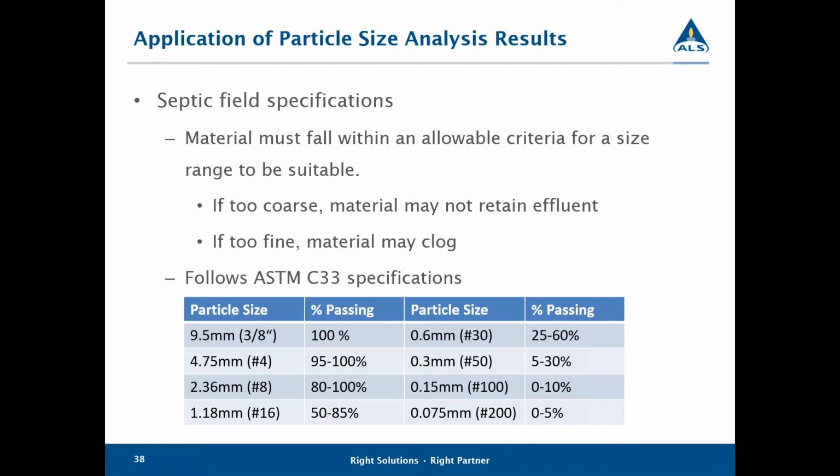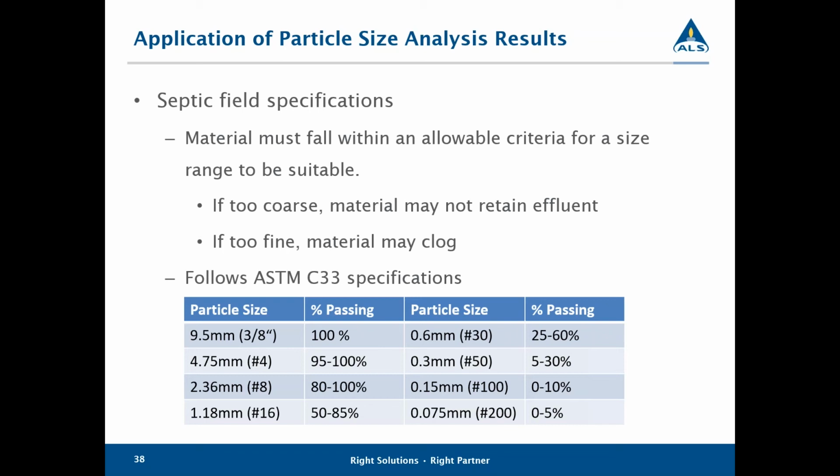Another application actually comes from ASTM C33 specifications, which is concrete applications. Concrete applications apply to the mixing of concrete, but also can be applied to septic field specifications. And this is an example that we get a lot of work for in Canada, where the material must fall into a specific size class in order for it to be suitable for a septic field. If it's too coarse, the material may not be retaining the effluent, which means that it could be spreading over a much wider area, could potentially get into water tables or water sources that we don't want it to. While if the material is too fine, it may clog up and may no longer be useful as a septic field.